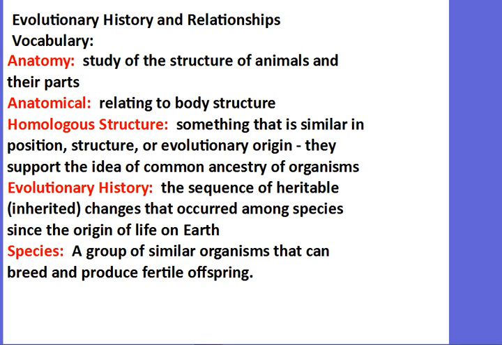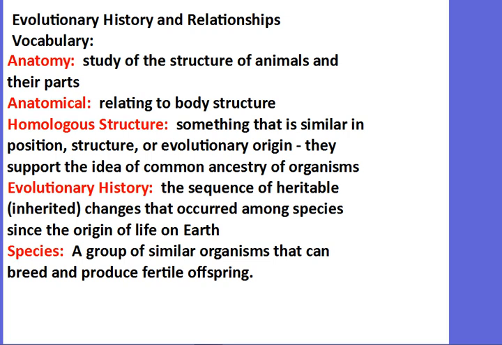Okay, so lastly, evolutionary history and relationships. This is more talking about comparing different living things and talking about how they're related to each other. So when we talk about evolutionary history, we have to look at the anatomy of the organism. It's where we study the structure of the animals and their parts. Sometimes we're going to use the word anatomical. It just means relating to body structure. If we're talking about anatomical similarities, we're talking about similarities in body structure.